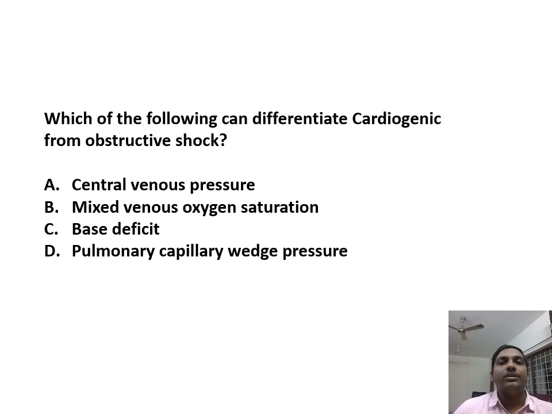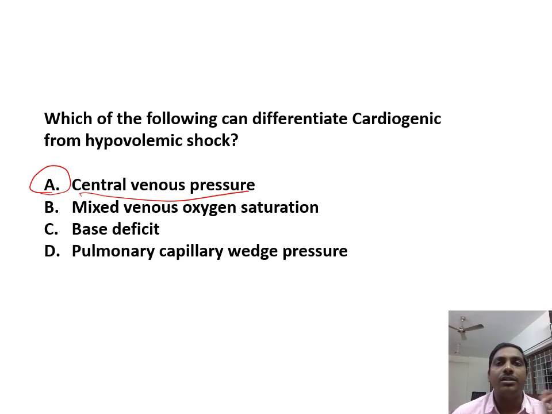Which of the following can differentiate cardiogenic shock from obstructive shock? We discussed this. So cardiogenic from obstructive, primary cardiac problem or else something that is around the heart that is causing the cardiac problem. To find that, you need to measure the left ventricular function. So left ventricular function can be better identified with pulmonary capillary wedge pressure. Which of the following can differentiate cardiogenic from hypovolemic shock? To know that, you need to know the preload status. So preload can be better identified by the central venous pressure, as we discussed in the central venous pressure slide.